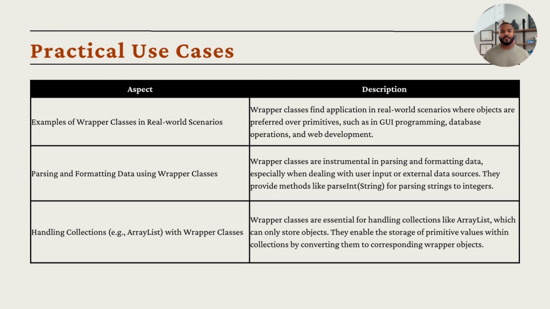Also, handling collections such as array lists, which can only store objects, is made possible through the wrapper classes. Since primitives cannot be directly stored in collections, wrapper classes like Integer, Double, or Boolean are used to wrap primitive values, enabling their inclusion in data structures. So this capability is particularly crucial in scenarios where large data sets need to be managed efficiently.